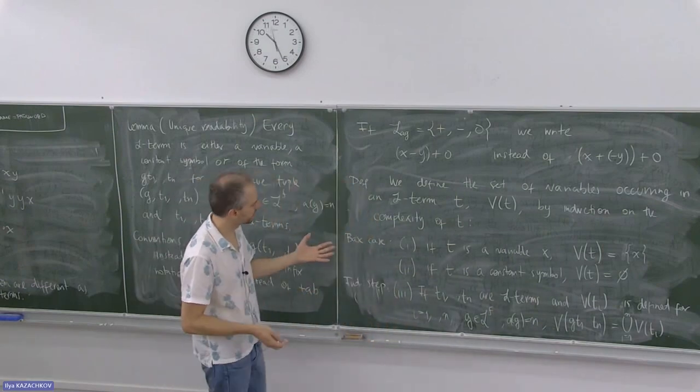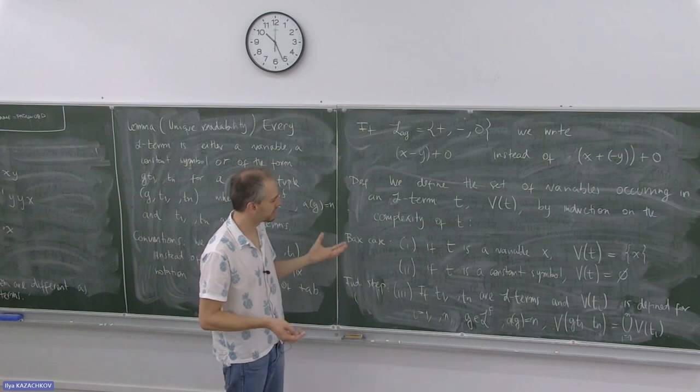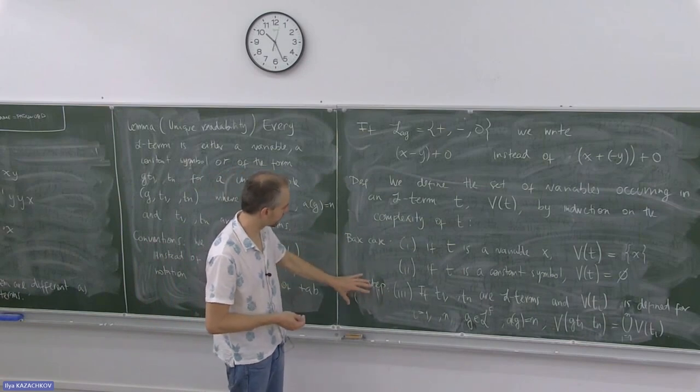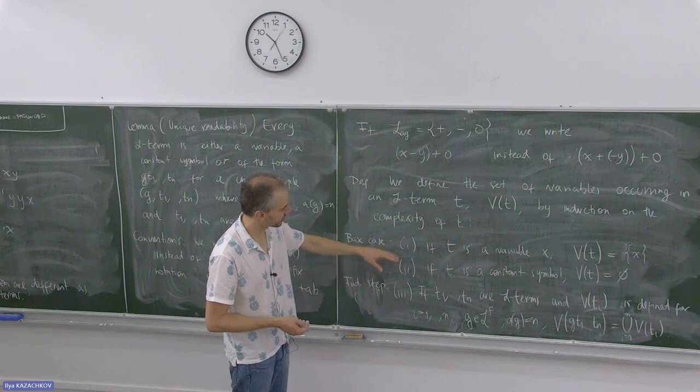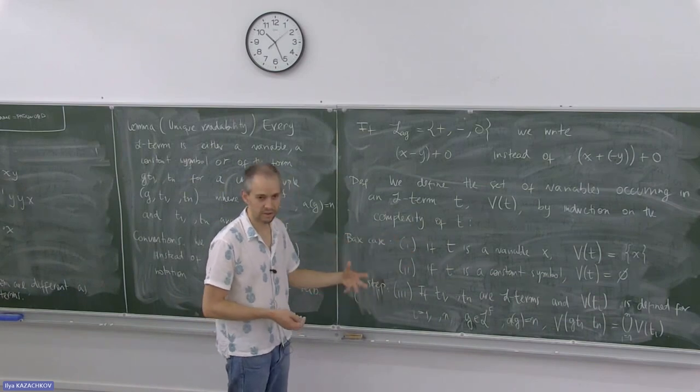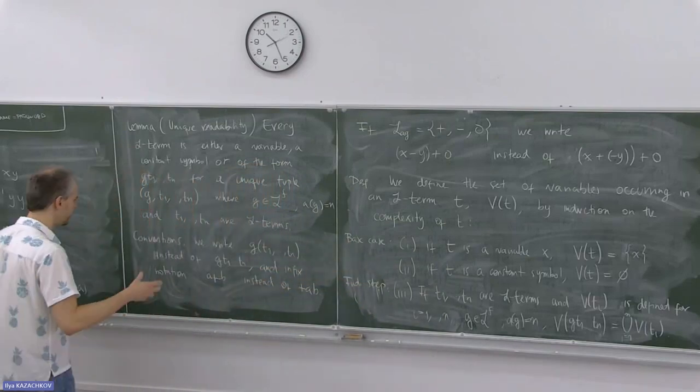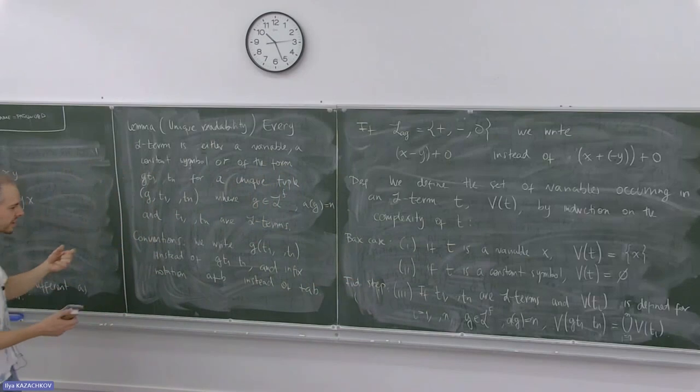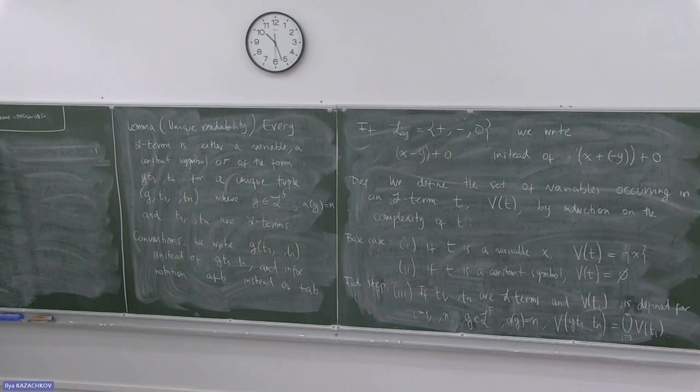So usually a proof or a definition by the complexity of terms has this form. The base case is just the case in which the term is a variable or a constant symbol. The inductive step is the one in which we have already defined it for given terms, and we define it for a function symbol applied to these terms. So now let me give you this definition, which is important. Now let X be a multivariable.